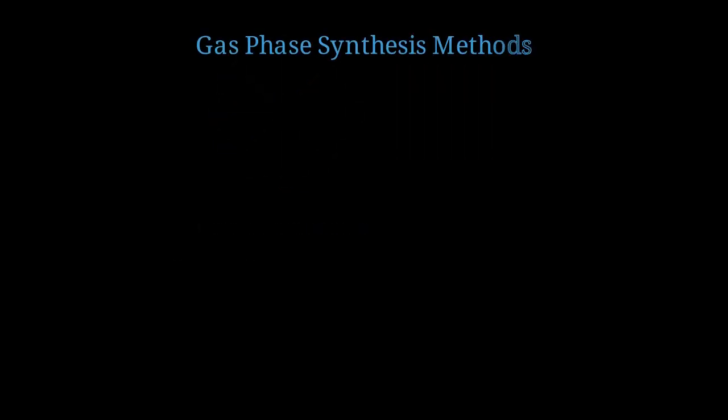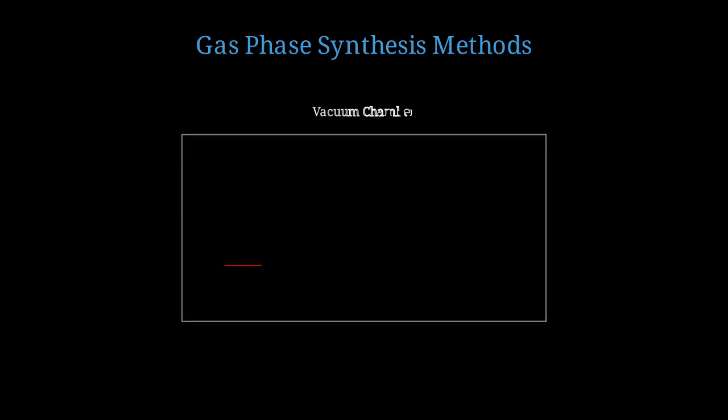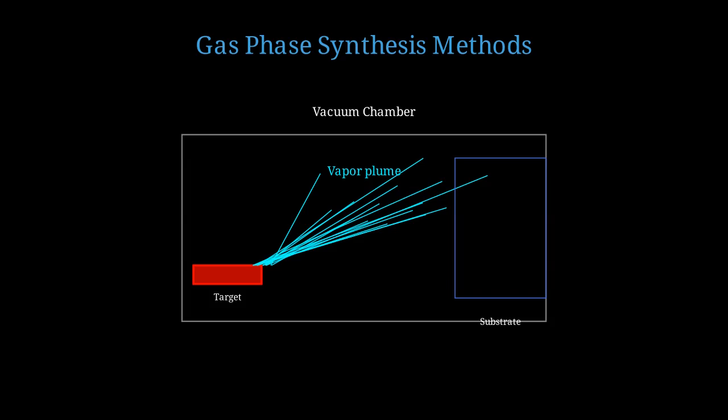Let's explore another powerful bottom-up approach: gas phase synthesis. These methods offer exceptional purity and unique morphologies impossible to achieve in solution. In physical vapor deposition, we vaporize a target material using high energy, a laser pulse, electron beam, or sputtering with ions. The vaporized atoms travel through vacuum or inert gas, condensing into nanoparticles or thin films.